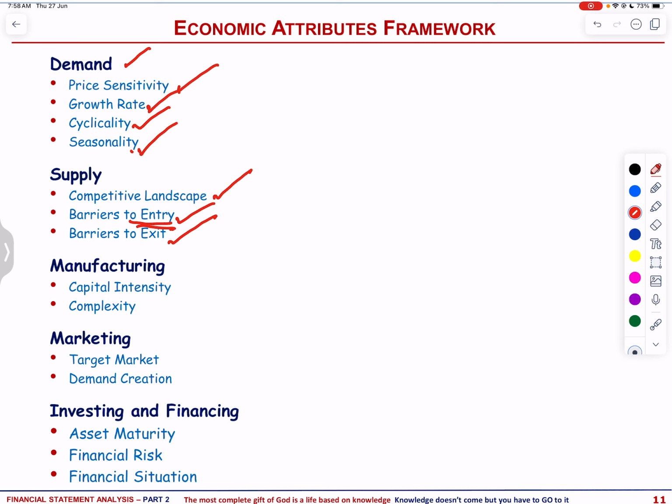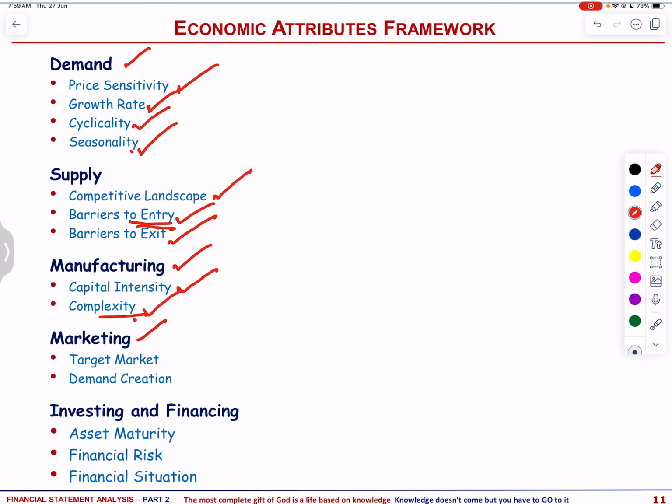Coming to manufacturing, is the manufacturing process heavily reliant on capital? Example, electric power generation. Labor, or a mix? Example, automobile manufacturing. Is the manufacturing process complex with low tolerance for errors? Example, microchips. Or simpler with acceptable quality ranges? Example, apparels.